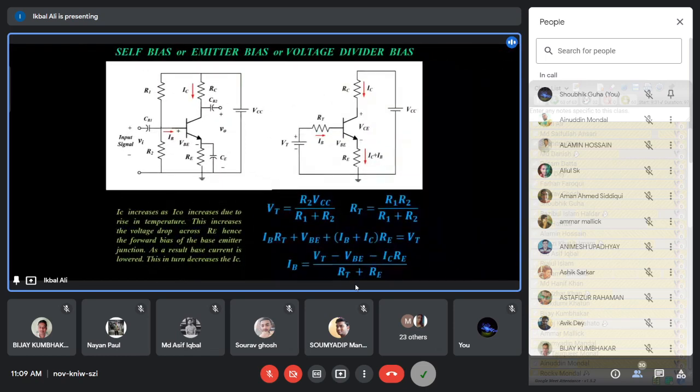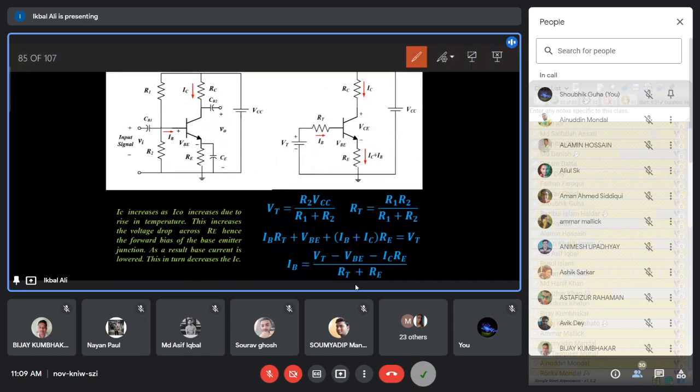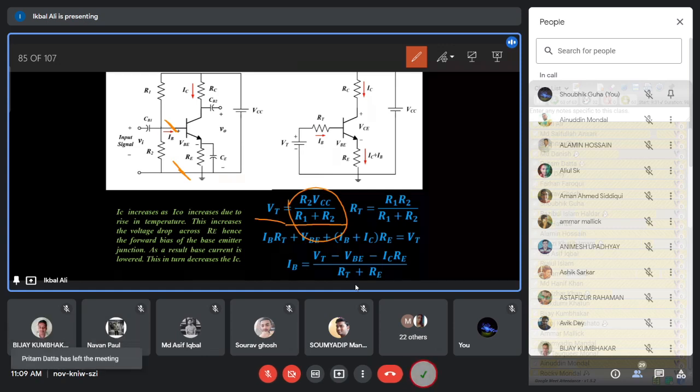So this is your Thevenin voltage, just as we have calculated. It is R2 into VCC by R1 plus R2. Between this point and this point, you have an equivalent circuit, the Thevenin equivalent circuit, and the Thevenin equivalent voltage VT is this one. And what is the equivalent resistance between these 2 points? It is the Thevenin resistance RT, that is R1 R2 by R1 plus R2.